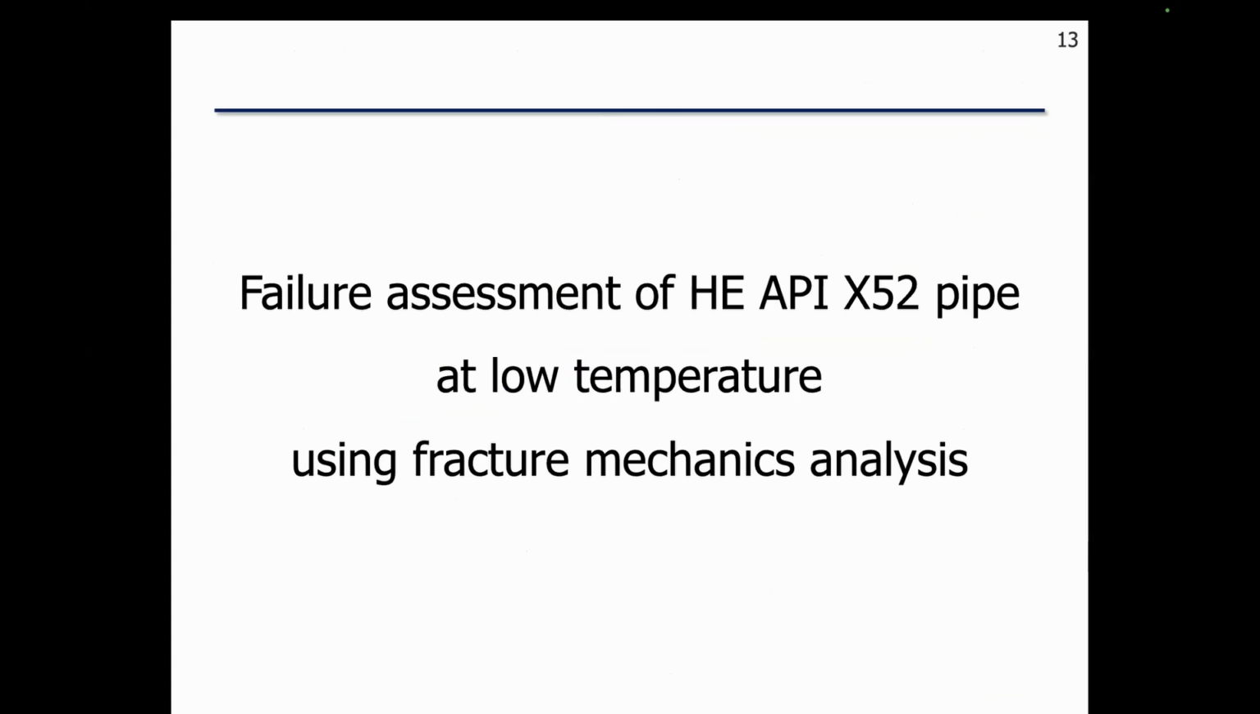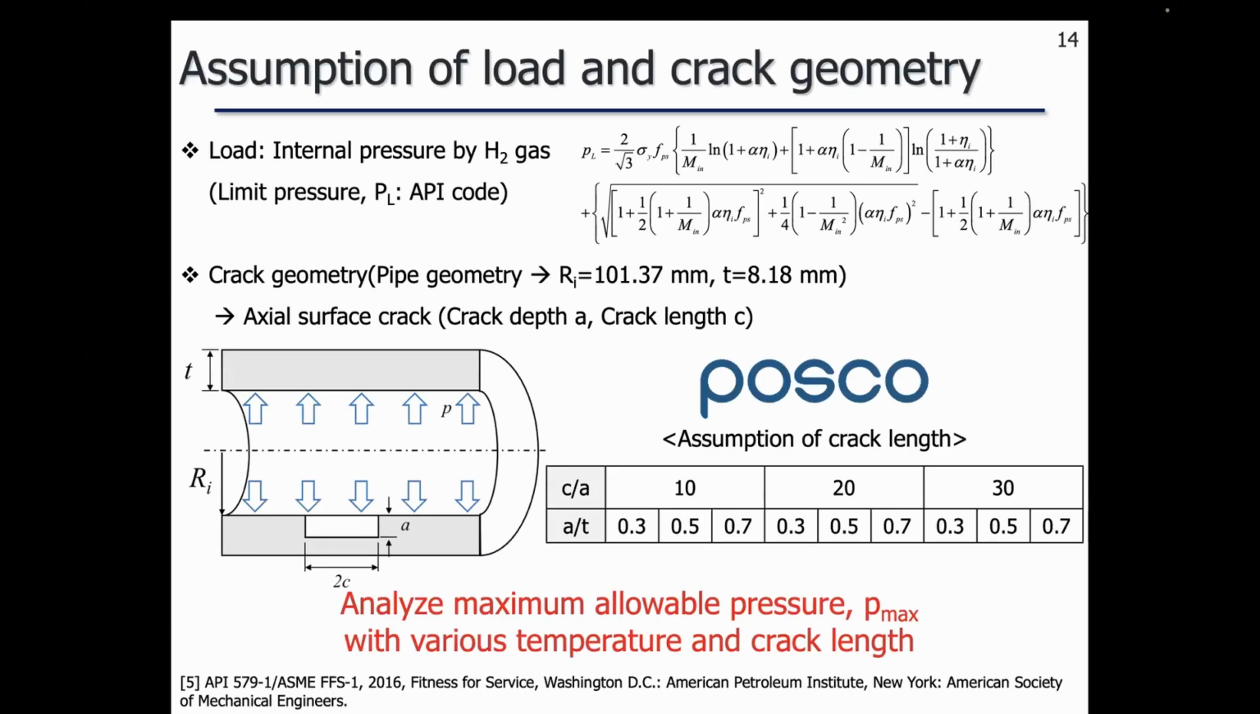Next, I will explain about the failure assessment of hydrogen embrittled API X52 pipe at low temperature using fracture mechanics analysis. For failure assessment of cracked pipe, the axial surface crack under the internal pressure by hydrogen gas was assumed, as explained below. Using this crack geometry and the predicted J integral values, the maximum allowable pressure Pmax was analyzed.